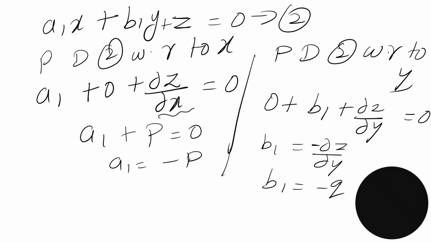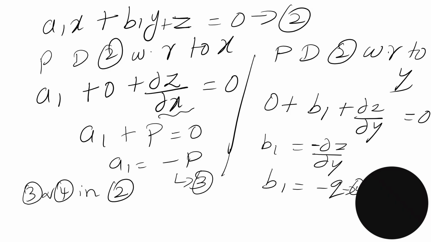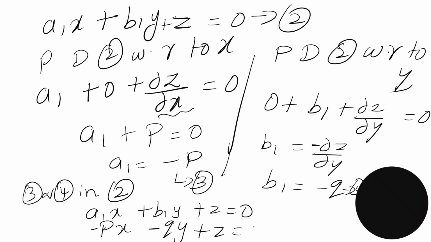Now apply 3 and 4 in 2. So what will you get? The second equation becomes minus p x minus q y plus z equal to 0. So finally you will get z equal to px plus qy. This is the required PDE of the given equation.